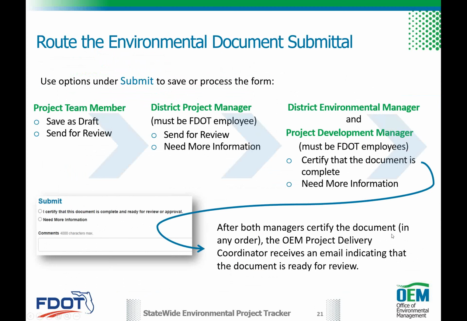After both managers certify the document in any order, and that's important, it's not linear, it goes out to both people simultaneously, and it doesn't move on until both respond. It doesn't care about the order, it just looks for these two roles have to respond, did they? And once they do, once the second one does, it moves on through the process.